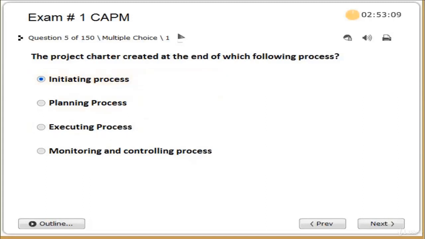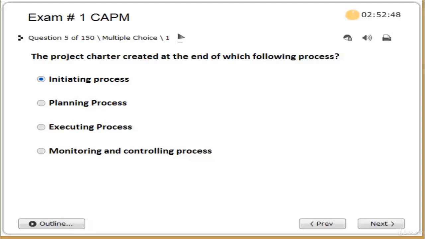Correct answer is option A. Initiating process. The project charter is the document issued by the project initiator or sponsor that formally authorizes the existence of a project and provides the project manager with the authority to apply organizational resources to project activities.